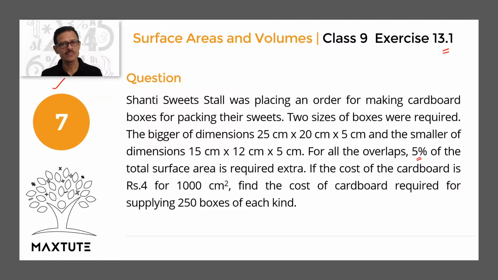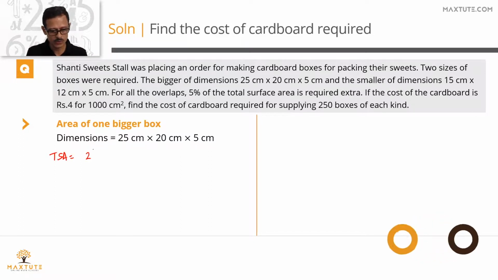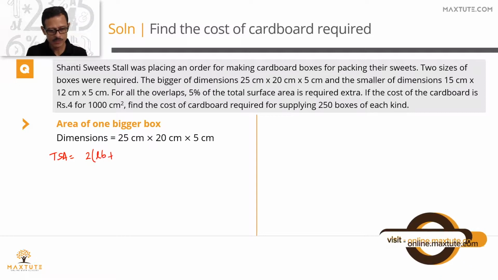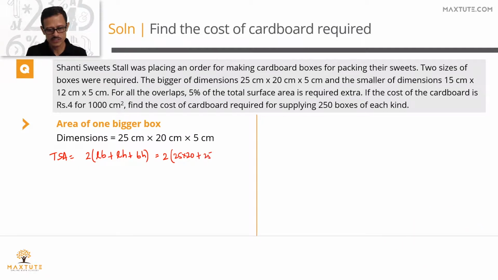Step 1. Let's compute the total surface area for both the sizes of boxes. For the bigger box, the dimension is 25 centimeters by 20 by 5. Total surface area of a rectangular cuboid, the formula is equal to 2 times of LB plus LH plus BH. Let's just plug in the values. This is going to be equal to 2 times of 25 times 20, plus 25 into 5, which is L into H, plus B into H, which is equal to 20 into 5.